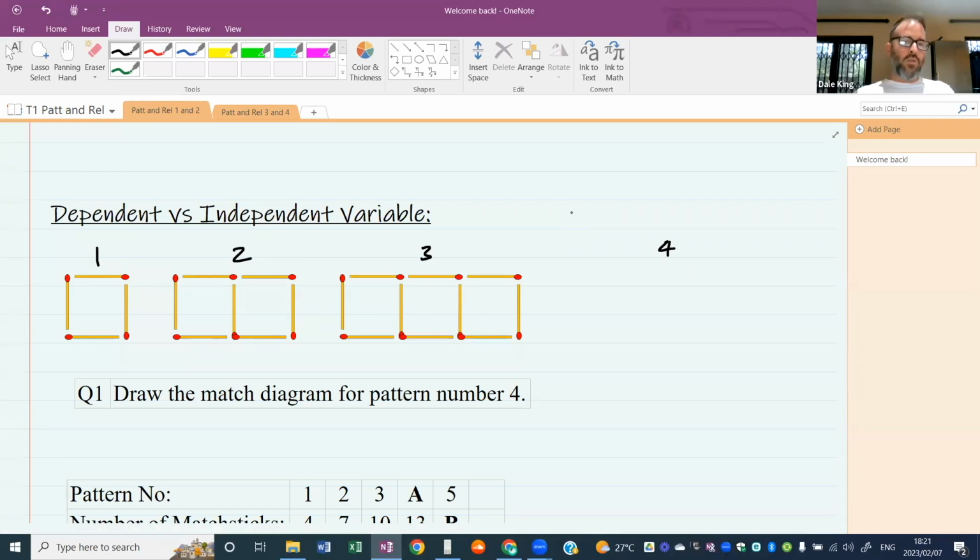Question 1 says, draw the match diagram for pattern number 4. So you're going to draw it on your pen and paper, and then I'm going to draw it, and then you're going to give me the thumbs up if you got it, or the thumbs down, or you don't have to say anything if you don't want to. But let's see what you guys draw. I'm going to give you a minute or 2 to draw those matchstick diagrams for pattern number 4.